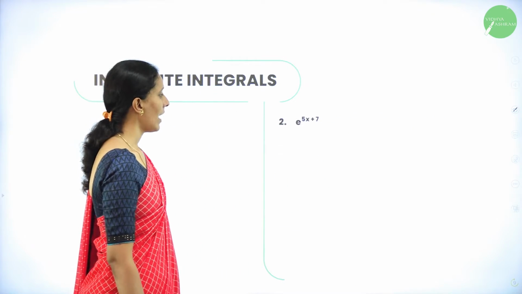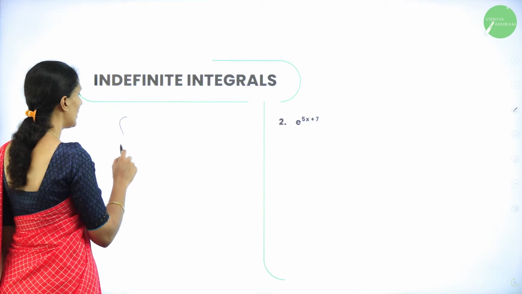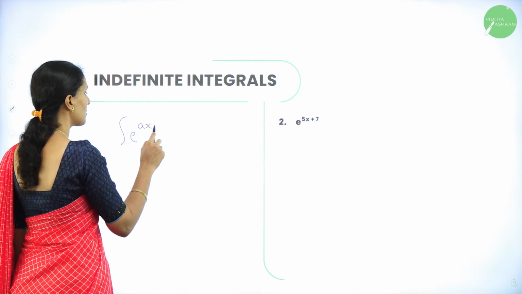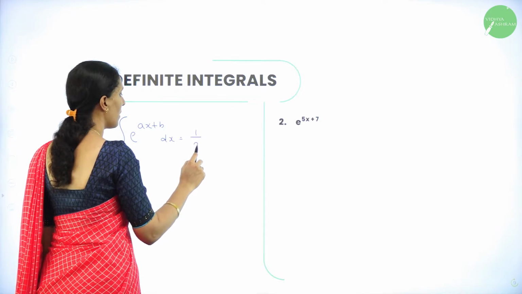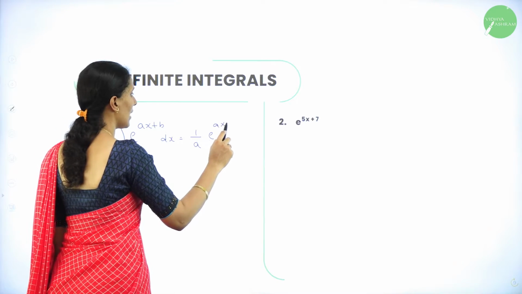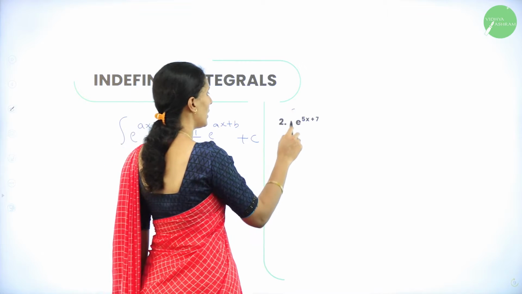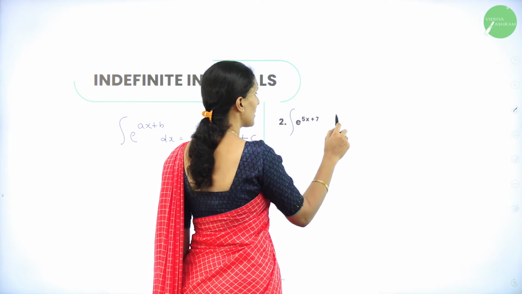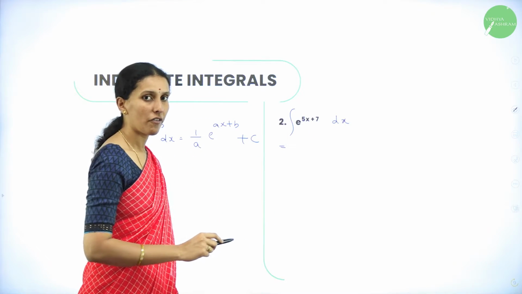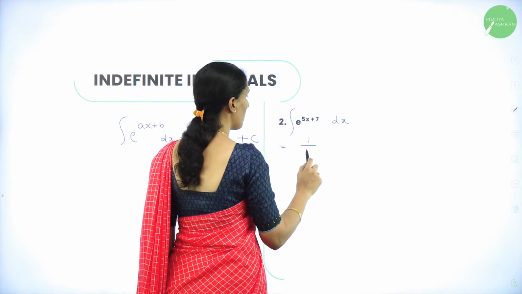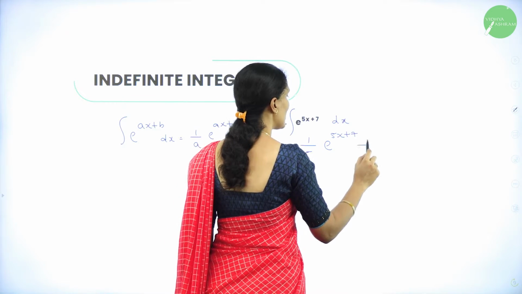Next, we have e power 5x plus 7. So integration of e power ax plus b into dx can be written as 1 by a e power ax plus b plus c. So apply the rule here. Integration of e power 5x plus 7 into dx, the value of a is 5 here. So it is 1 by 5 e power 5x plus 7 plus c.